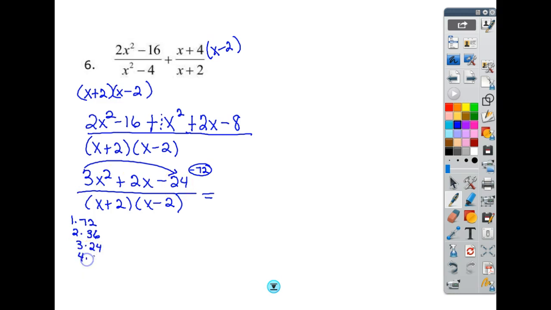3 times 24, we knew that because it just happened. Okay, 4 times 18. I had first period to find that one. I knew it divided by 4, but I'd forgotten what it was. Okay, 5, it 1 divided by 5. 6 times 12, 7, no, and 8 times 9. So none of those have a difference of 2, do they? So that doesn't factor. So you're like, oh, well, I wasted all my time. No, you didn't. You have to check it anyway, because if it were to factor, something might cancel out. And so you definitely want to see if something cancels out. So that is your final answer on number 6.